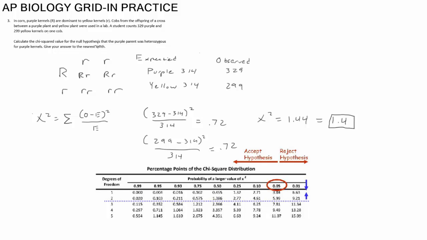And reminding us what the null hypothesis is: well, the null hypothesis was that the purple parent was heterozygous. And so we don't have sufficient information to say that that's not the case. And in fact, the observation here was pretty close to 50-50, so it's most likely that the purple parent was heterozygous.